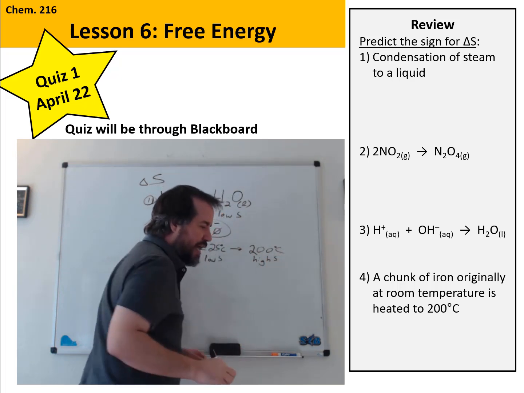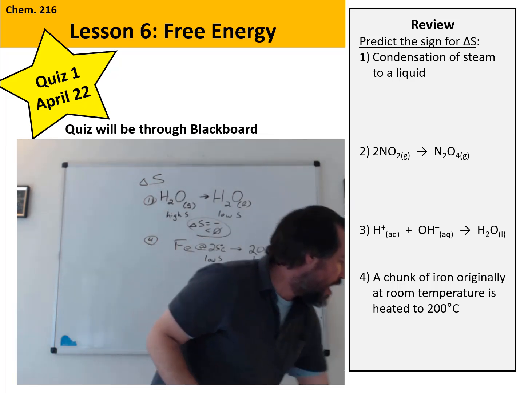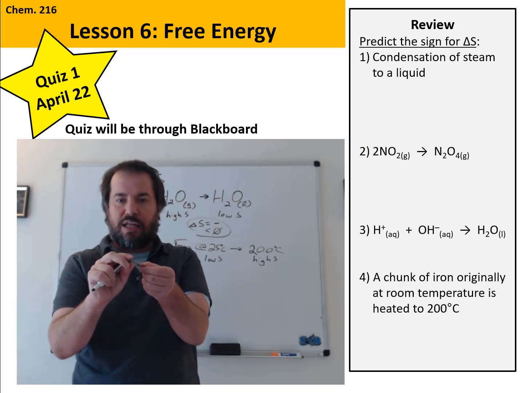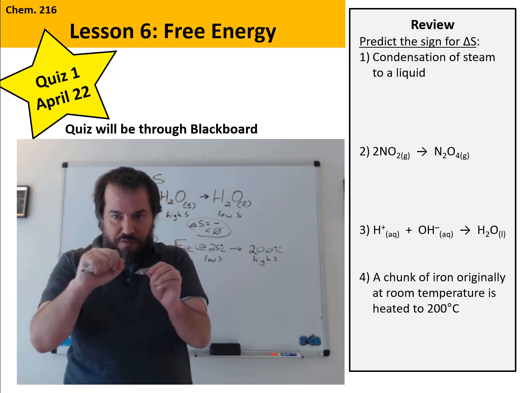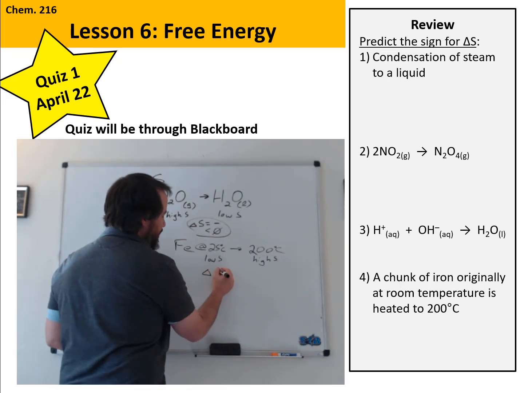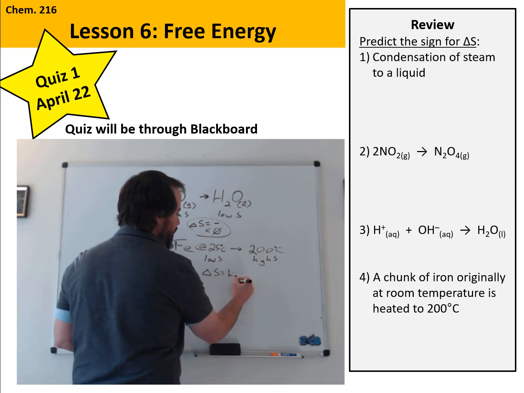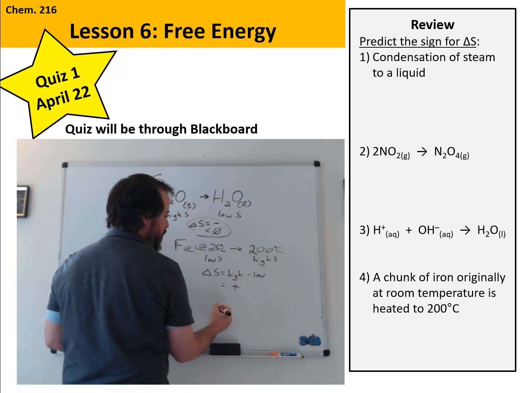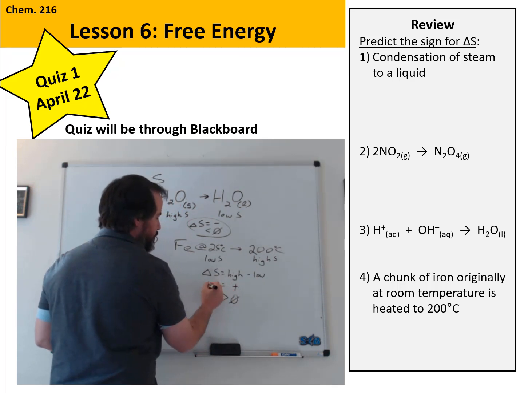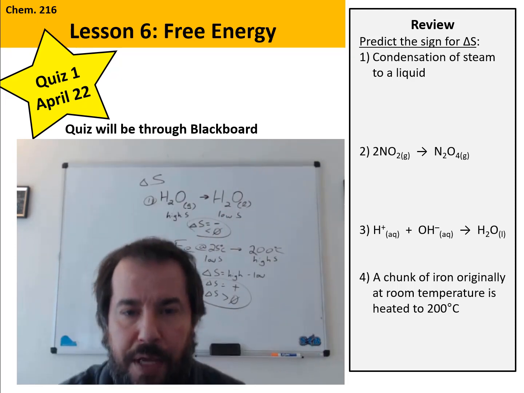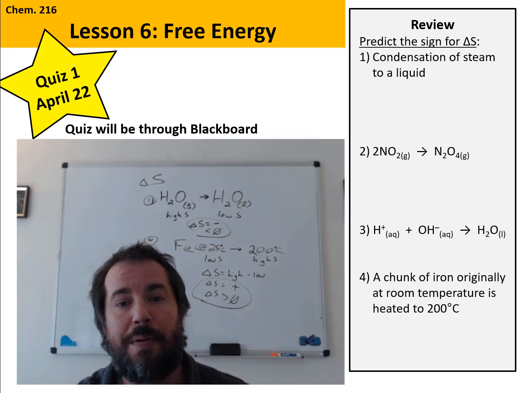What that means is that the iron in there is still a solid, but now it's vibrating a little bit more, right? Those molecules are vibrating a little bit more. They have a little more disorder. So in this case, my delta S would be high minus low. That's going to give me a positive, or greater than 0, delta S. All right, so that is a little bit of review of entropy. If you're having questions with that, go back to lesson 5.